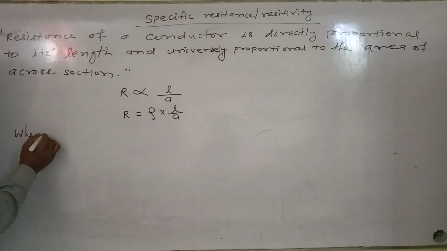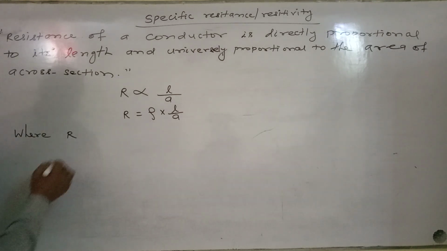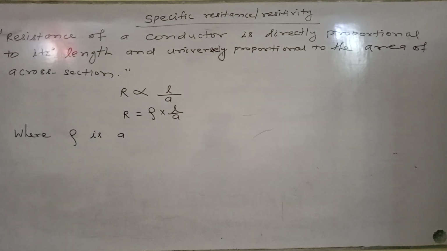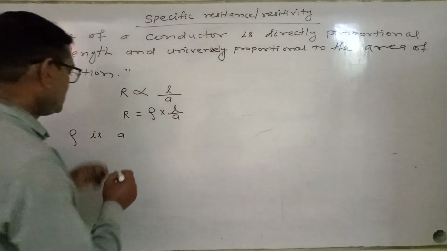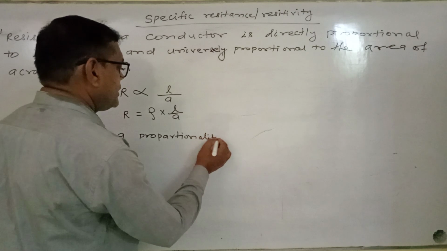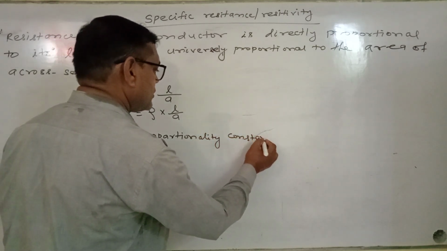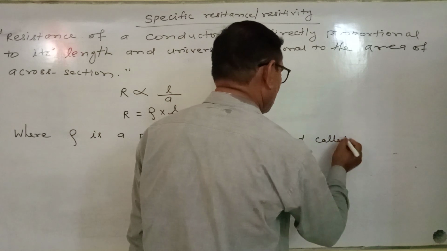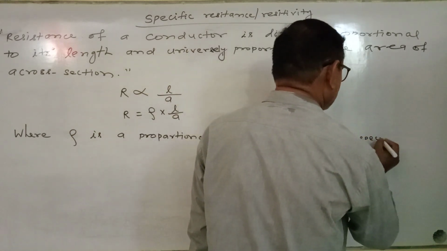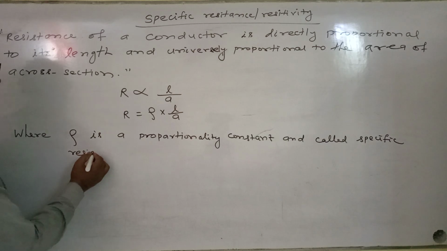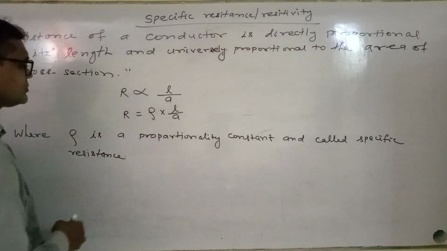where rho is a proportionality constant and is called specific resistance.